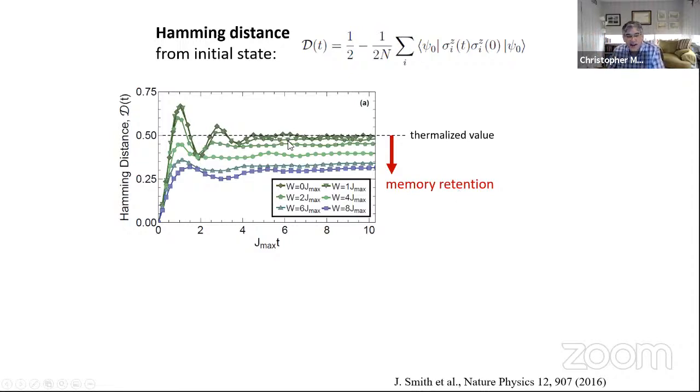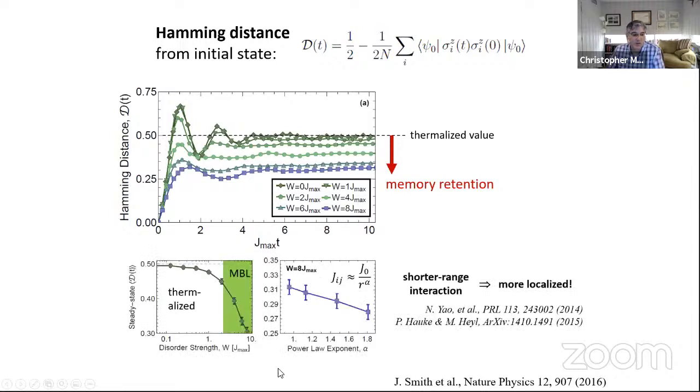But again, as we add disorder, we see that there's memory retention of the initial state, and that's the clear signature. Furthermore, we can arrive at something akin to a phase diagram, but I hesitate to call it a phase when we only have 10 spins. As we increase the disorder strength, we clearly see different behaviors of the steady state Hamming distance, the memory retention. When it's in the MBL phase, it has more memory retention.